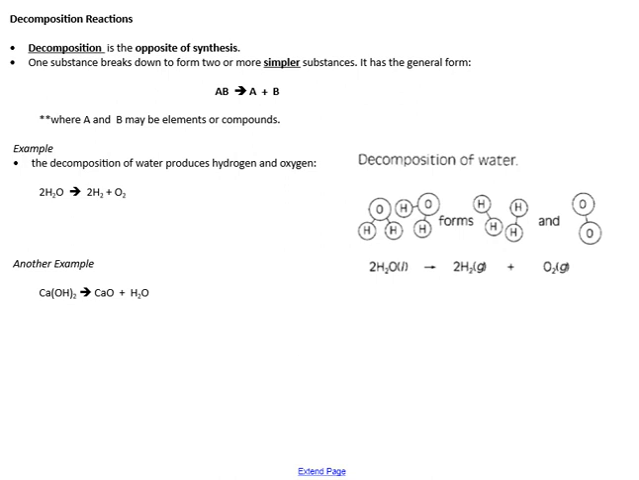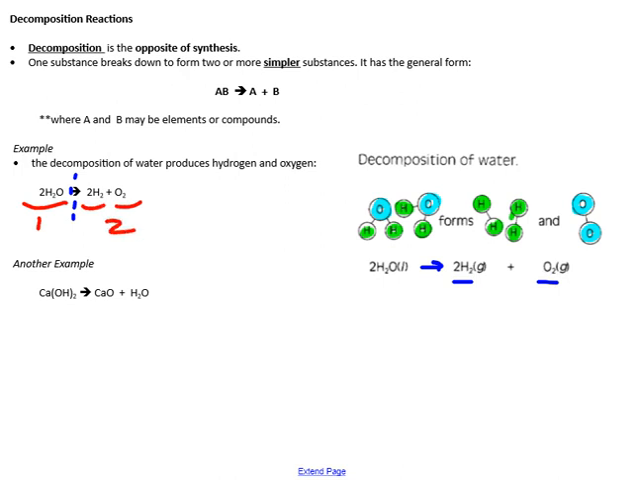Decomposition reactions are the exact opposite of synthesis reactions. In a decomposition reaction, we start off with one big thing, like a compound. In this case, I've got two groups of water molecules. But when water breaks apart, it breaks apart into its smaller bits. It breaks apart to form hydrogen and oxygen. Before the arrow, we have one thing, and we have hydrogen and oxygen, two different things after.